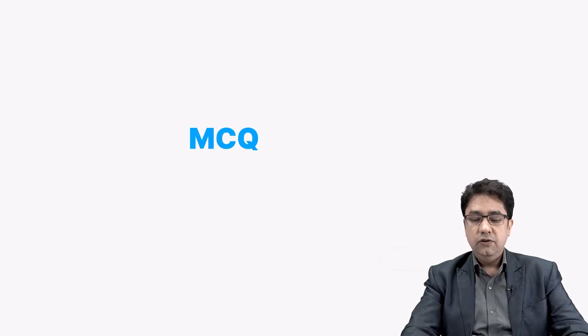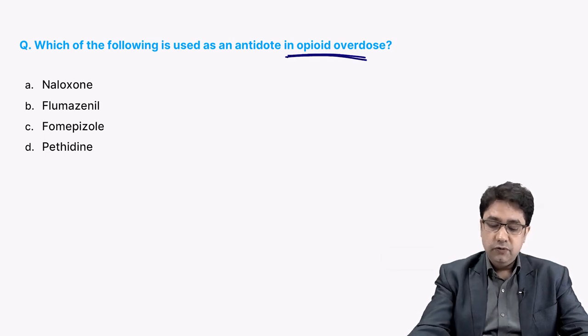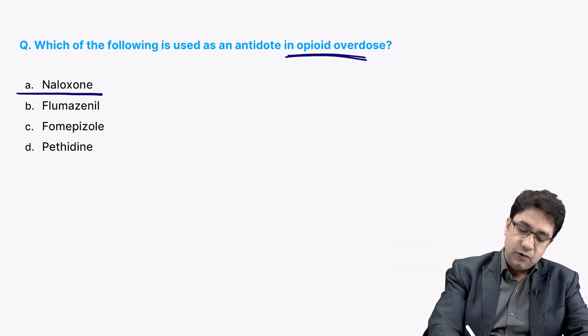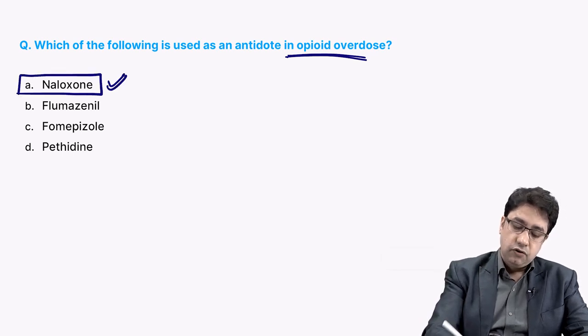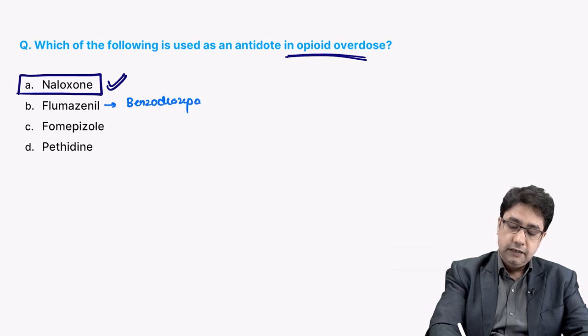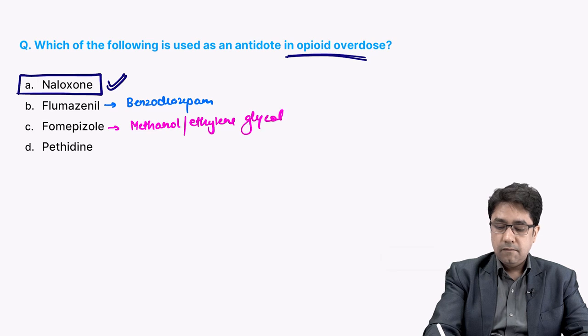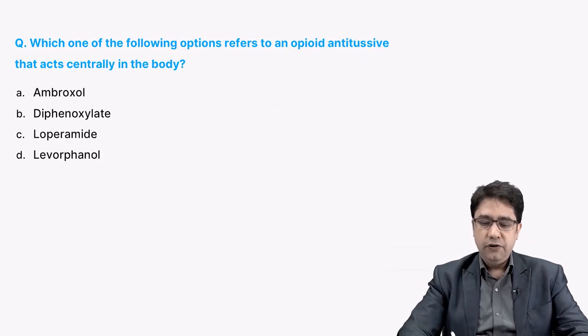So these are the points you have to remember. Let's solve certain MCQs. So which of the following is the antidote of opioid overdose? We all know the answer, naloxone. So flumazenil, remember, is the antidote of benzodiazepine like diazepam, lorazepam poisoning. While fomepizole is an antidote of poisonous alcohols like methanol and ethylene glycol poisoning. Pethidine itself is an opioid.